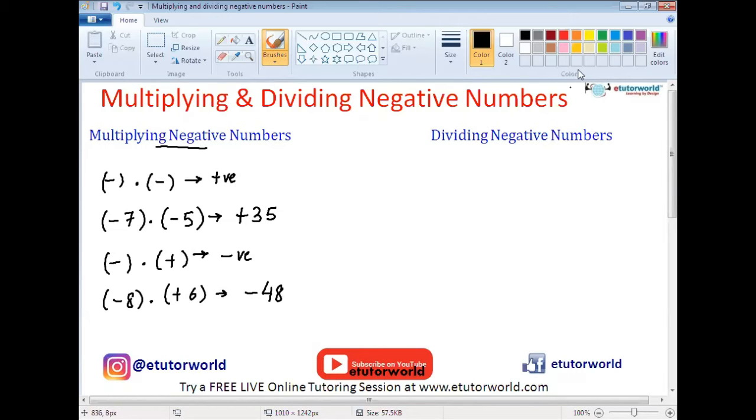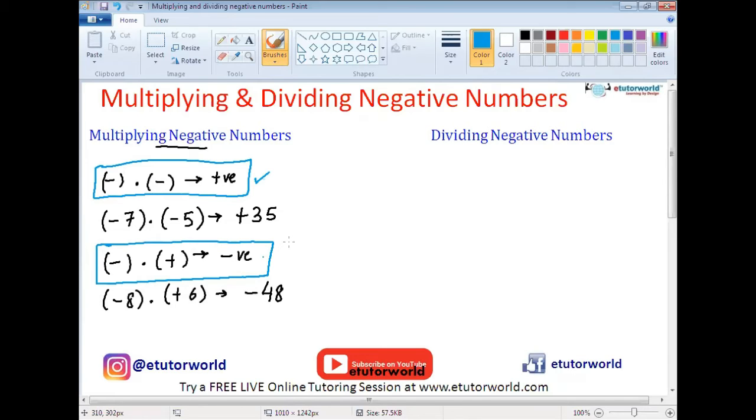So there are two rules here to follow when we are multiplying. When two numbers are negative and they are multiplied, the answer is positive. When one is negative and the other one is positive, the answer is always negative.